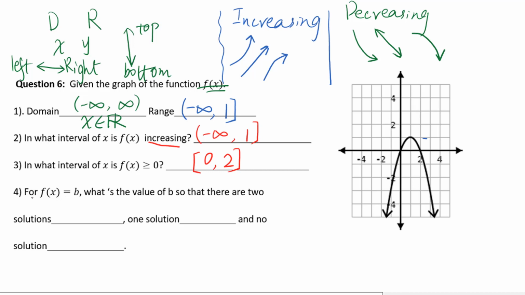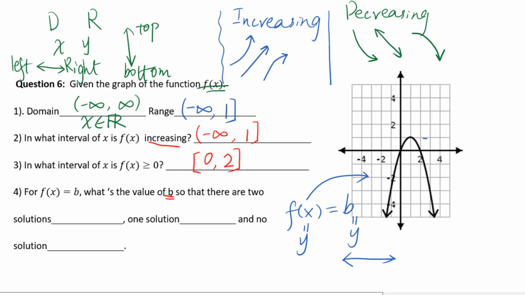Now let's go to number 4. For f of x equals b, what's the value of b so that there are 2 solutions? For f of x equals b, this is y equals f of x, y equals b. Y equals b will be a horizontal line. This graph is y equals f of x. So how many solutions will depend on how many intersections.